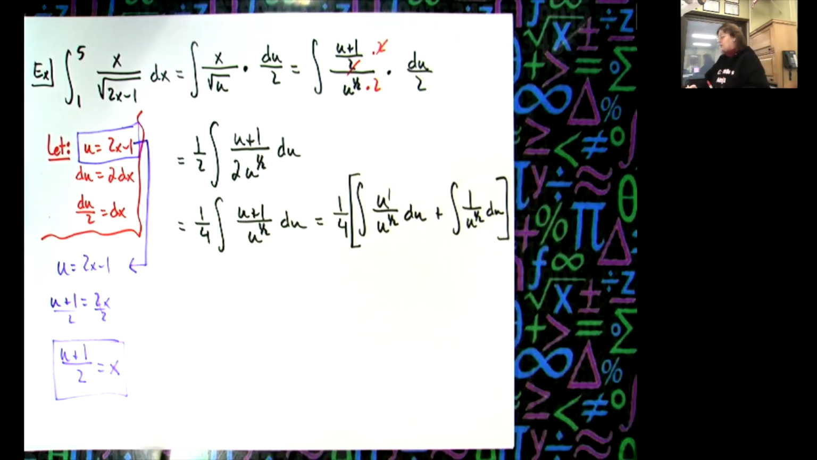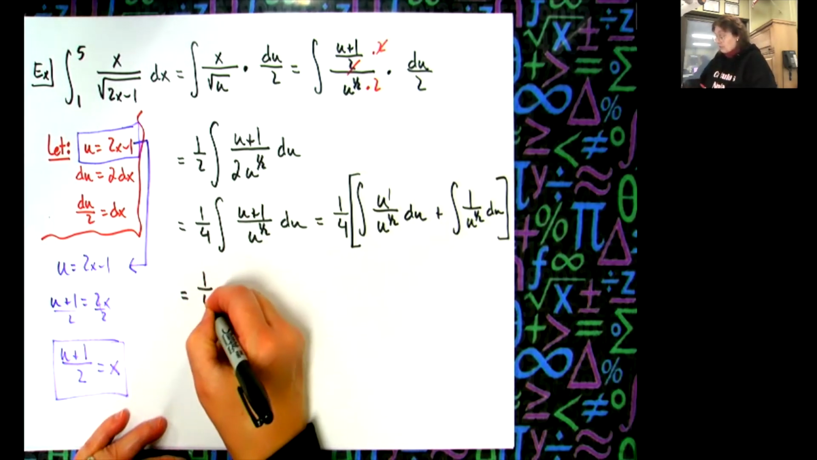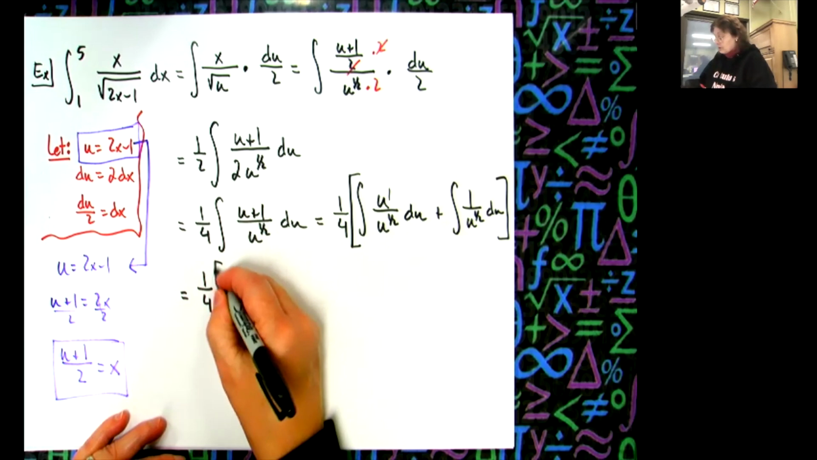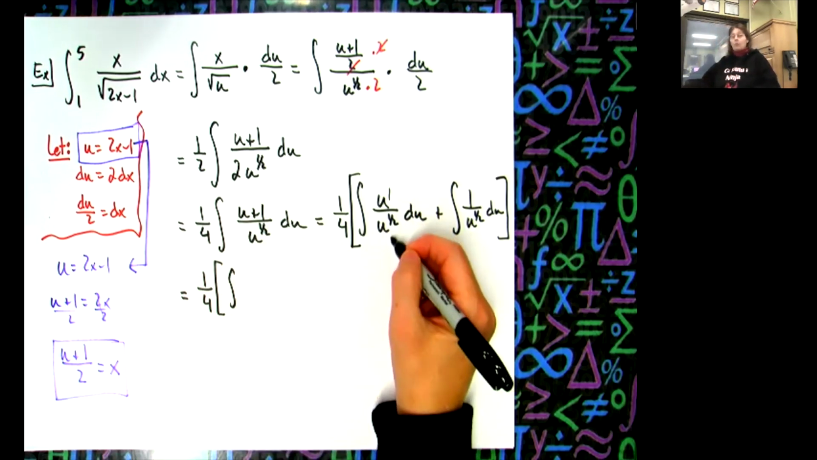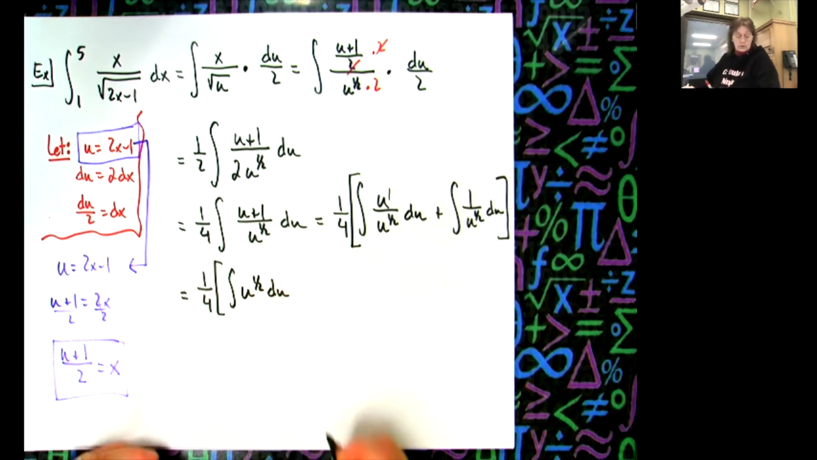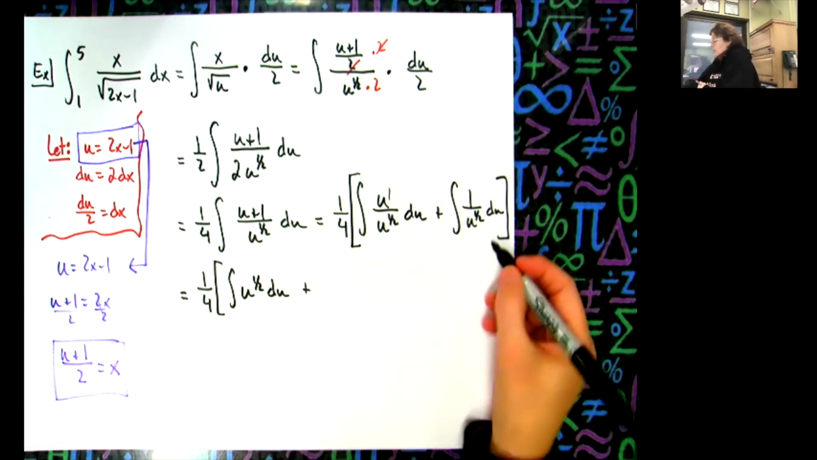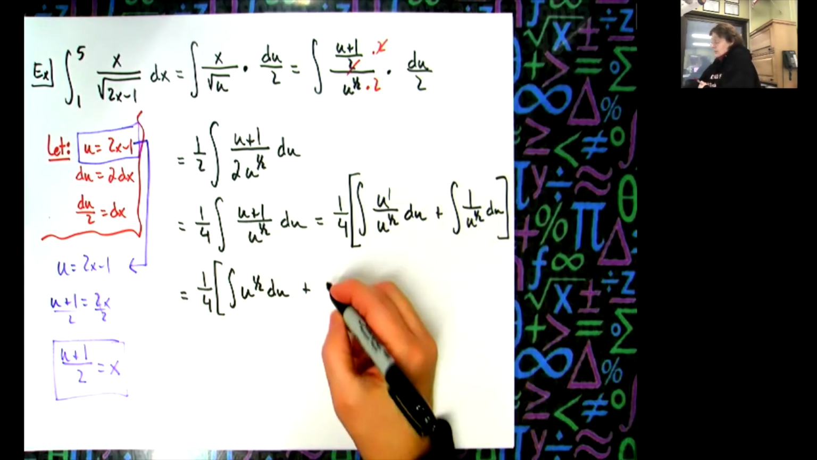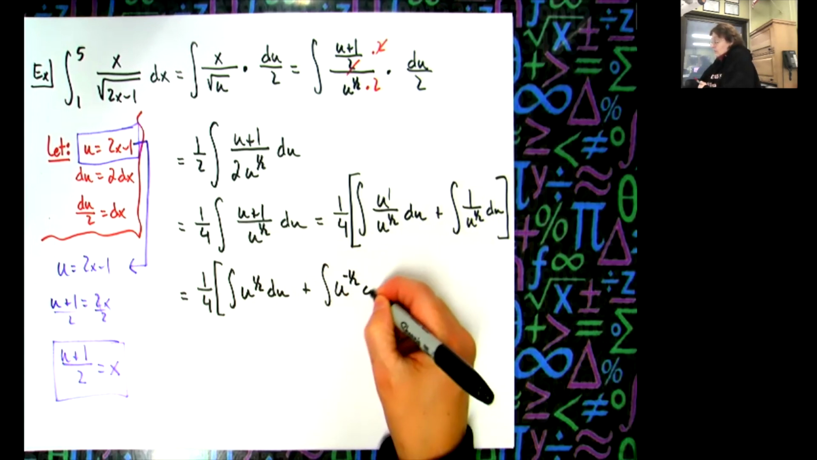of exponents. So coming down here, I'm still going to have a 1/4 out in front. I'm going to have an integral. Subtracting that gives me a 1/2, so I'll have u to the 1/2 du. Moving this up, I'll have the integral of u to the negative 1/2 du.